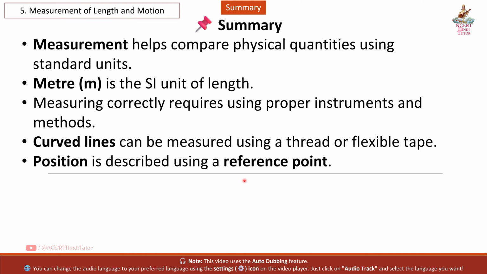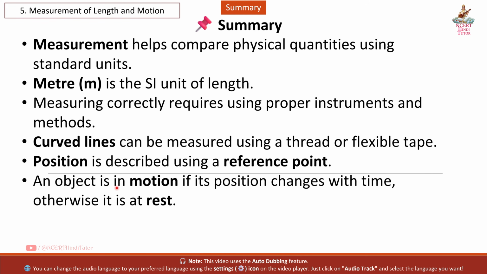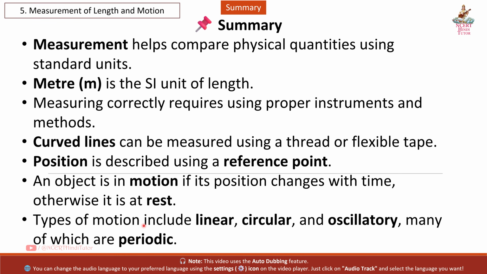Position is described using a reference point. An object is in motion if its position changes with time, otherwise it is at rest. Types of motion include linear, circular, and oscillatory, many of which are periodic. So friends, our notes and summary is complete. Now let's study the keywords definition given at the end of the chapter.